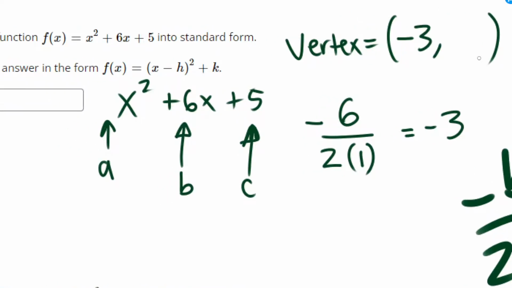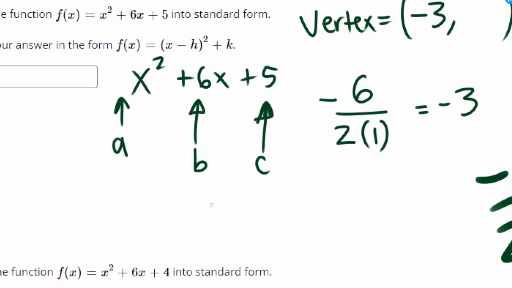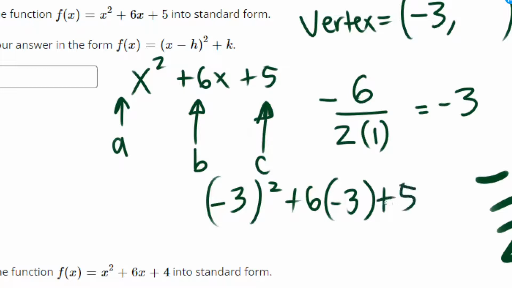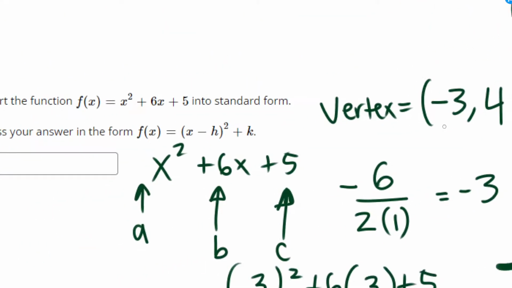So what I'm going to do is plug the -3 into our original equation, which is going to be -3 squared plus 6 times -3 plus 5. And that's going to get me 9 minus 18 plus 5. This is going to be -9, and -9 plus 5 is going to equal -4. So our vertex is going to be -3, -4.